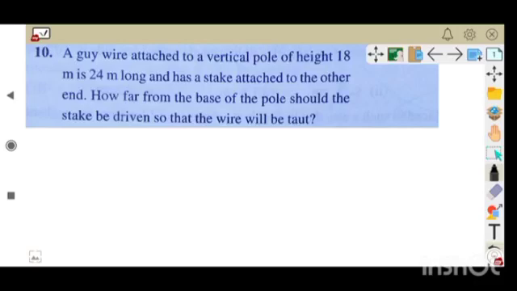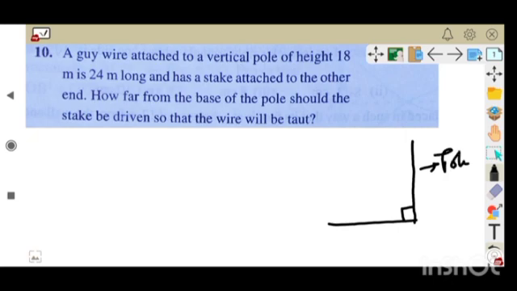Hello everyone, we'll start question number 10. A guy wire attached to a vertical pole of height 18 meter is 24 meter long. Now let's see. This may be the ground, and here we have one vertical pole. There is a pole standing at right angle. So this is the pole.